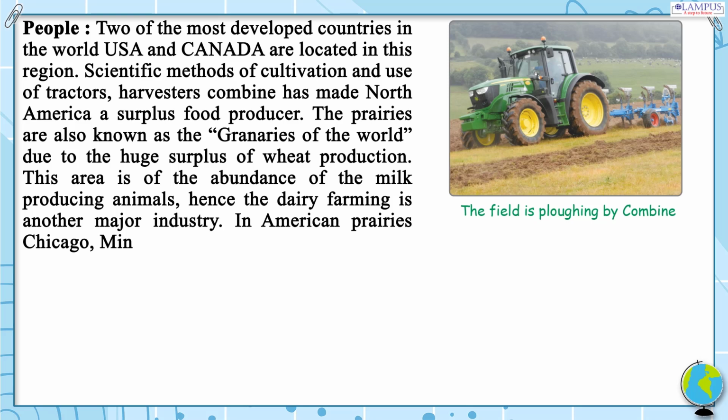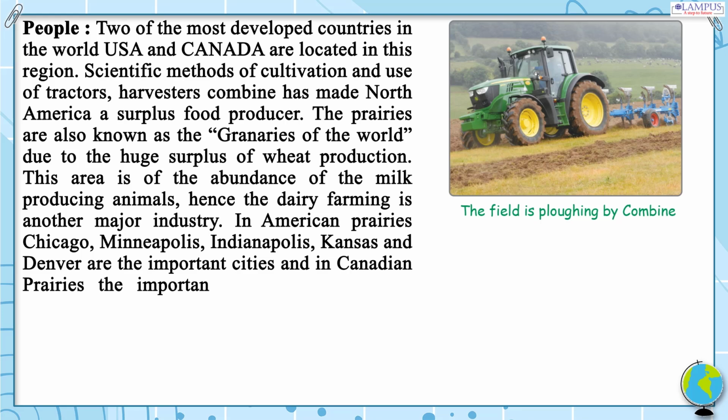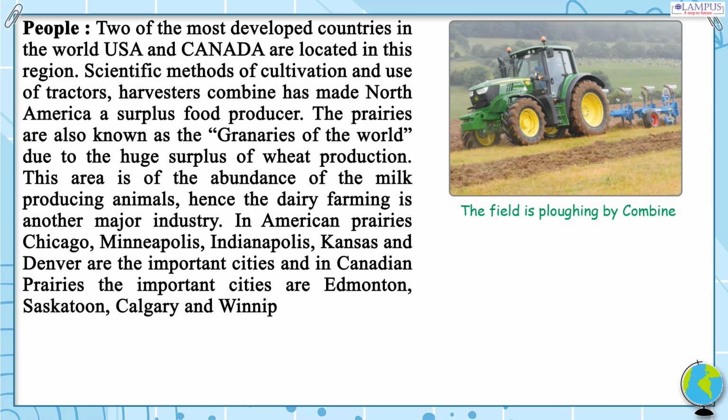In American prairies, Chicago, Minneapolis, Indianapolis, Kansas and Denver are the important cities, and in Canadian prairies the important cities are Edmonton, Saskatoon, Calgary and Winnipeg.